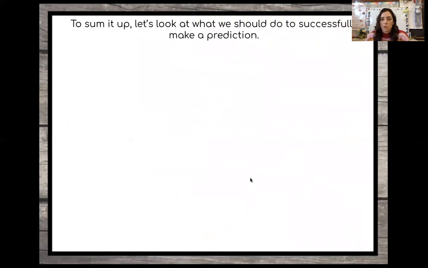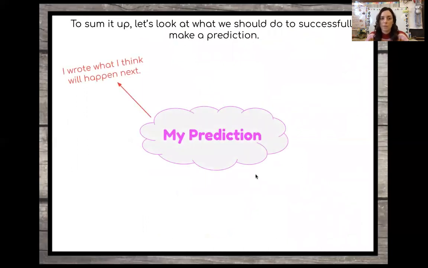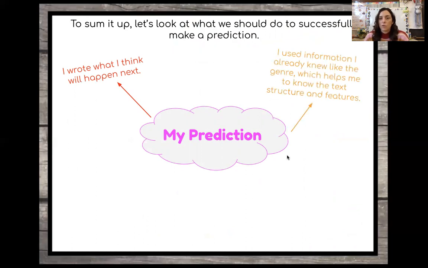To sum it up, let's look at what you should do to make a successful prediction. Okay, the first thing that you want to be able to say to yourself is, I wrote what I think will happen next. Then you want to check to make sure that you used information you already knew, like the genre, which helps you to know the text structure and features. I can support my prediction with evidence. This is important. As long as you can support your prediction with evidence, you are in a good spot because you are using all of the facts that you know to support your argument.